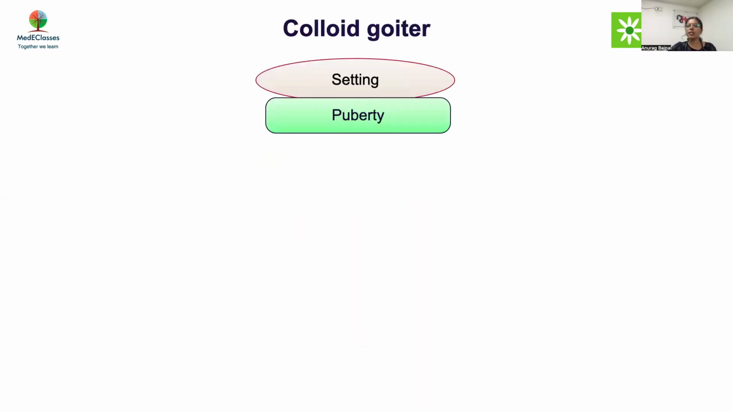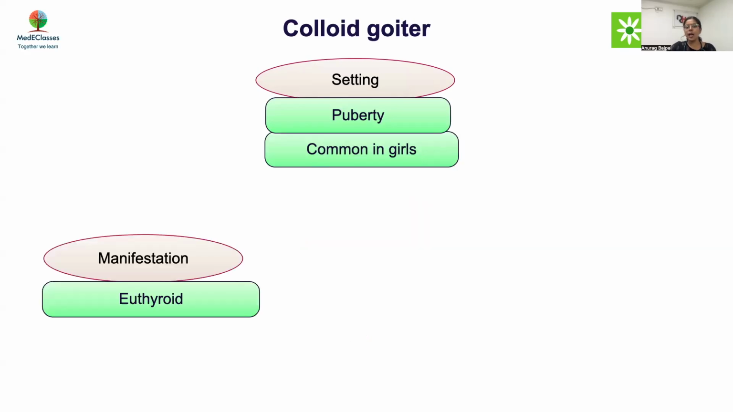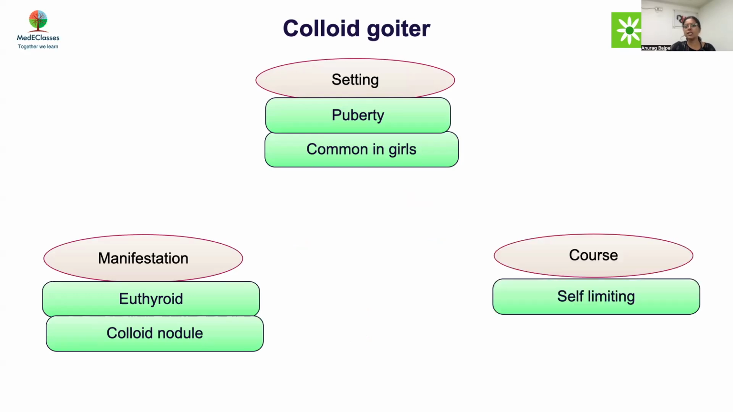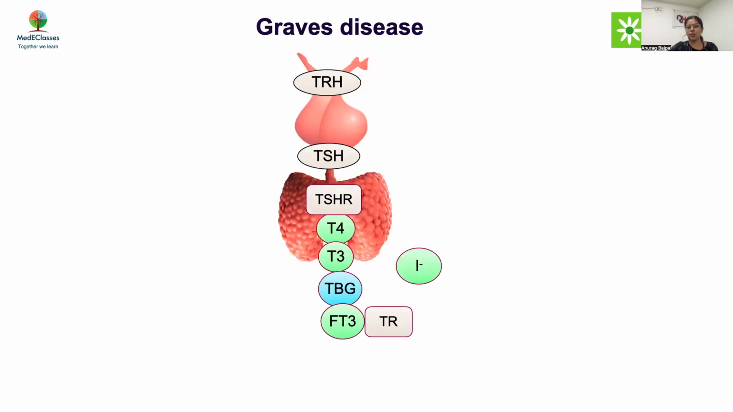Colloid goiter occurs in the setting of puberty due to increased demand, commonly seen in girls, manifests as euthyroid, and on FNAC a colloid nodule, and on ultrasound an isoechoic nodule can be seen. It is a self-limiting condition and there is no requirement of treatment. Great. Does this happen? So due to increased demand during puberty, what other glands increase during puberty because of increased demand? Pituitary. So the pituitary enlarges, definitely this is something which will enlarge. Adrenal will also enlarge. So all these factors can be there.